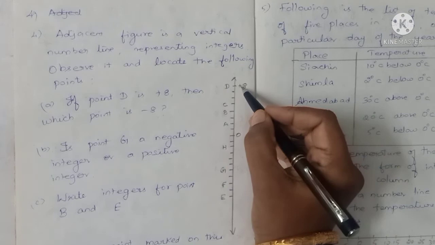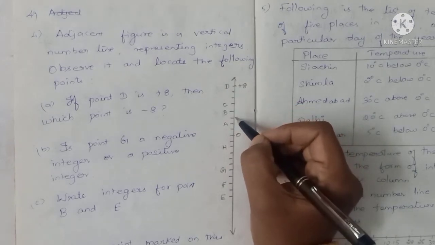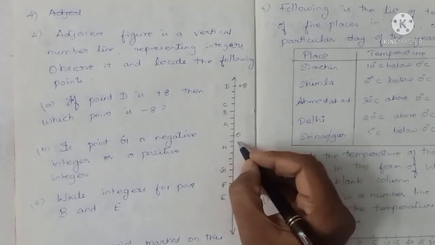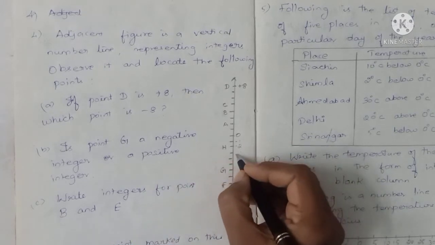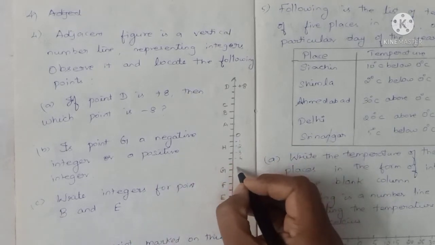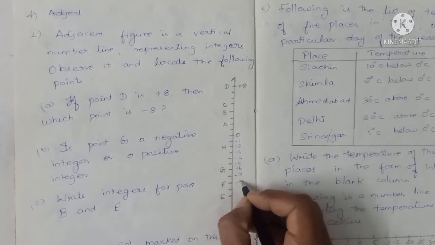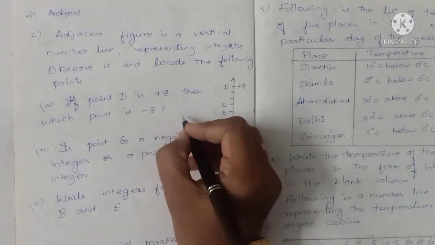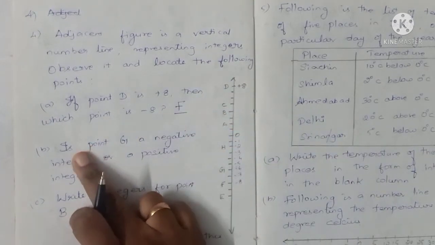So this is plus 8, this is 7, 6, 5, 4, 3, 2, 1, 0. This will be minus 1, minus 2, minus 3, minus 4, minus 5, minus 6, minus 7, minus 8. So which point is minus 8? The point F is minus 8. So the answer will be F.